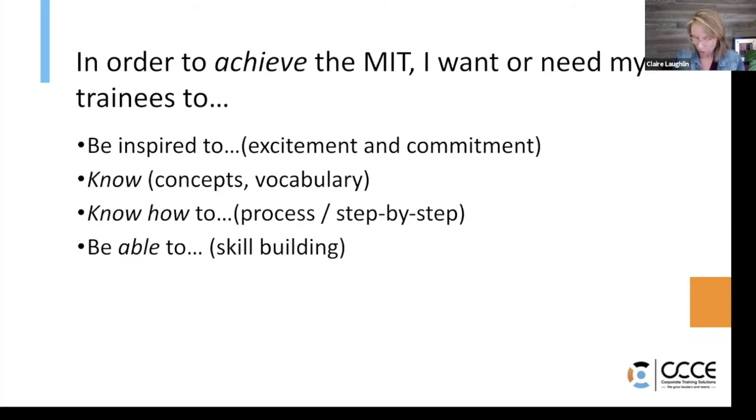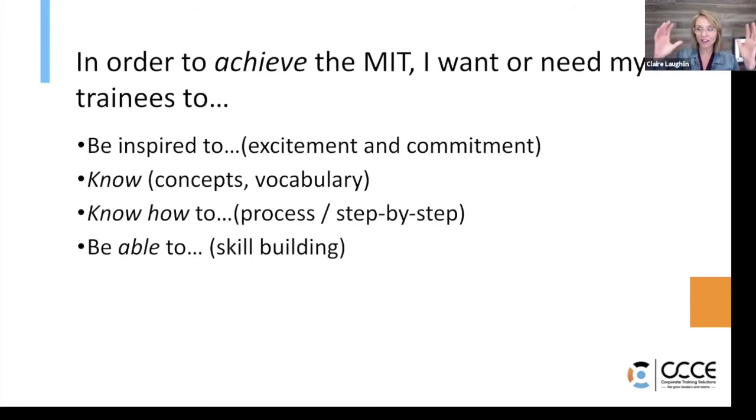Let's go. We're going to do a little bit more with the MIT and the building blocks. So here's how it's going to work. When we think about that MIT, because you're going to put your MIT in the center, just remember these words. You need your trainees to be inspired to do something, and then to know something, or know how to, or be able to. So the 2, 3, and 4 bullets, the know this, know how to, and be able to bullets, those are your building blocks. Those support your MIT.